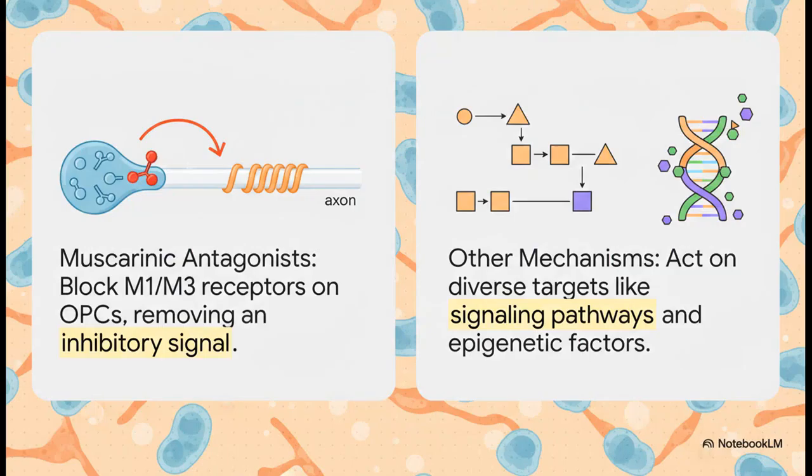We can think about these strategies in two main ways. The muscarinic antagonist approach is essentially about releasing the brake. OPCs express these M1 and M3 muscarinic receptors that act as an endogenous inhibitory signal, preventing them from differentiating. So by blocking these receptors, these drugs remove that stop signal. In contrast, other compounds work by pressing the accelerator, actively engaging pro-differentiation pathways through intracellular signaling or by overcoming the epigenetic silencing that can accumulate with age.